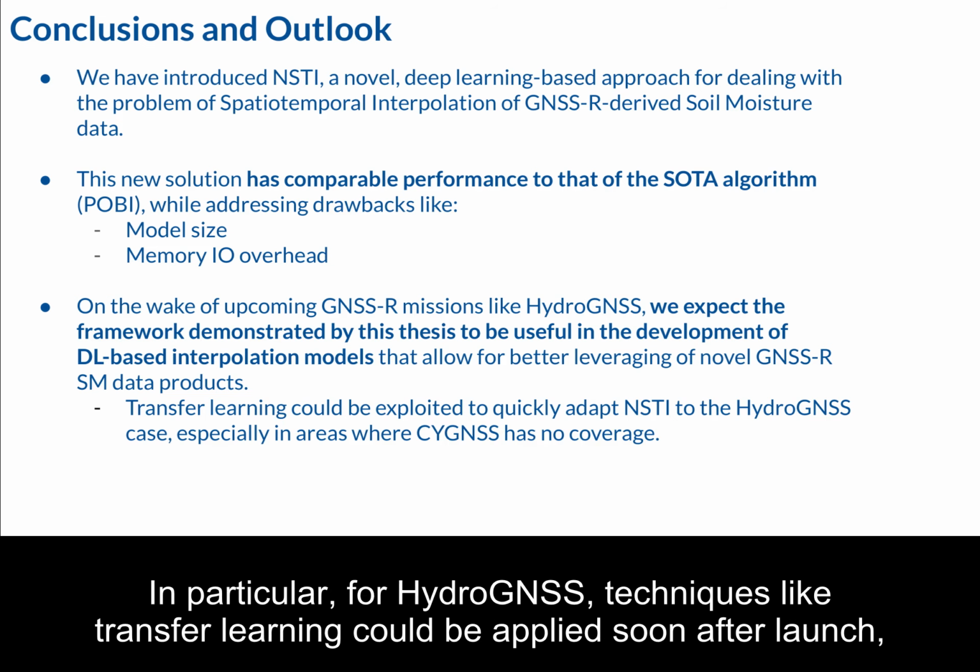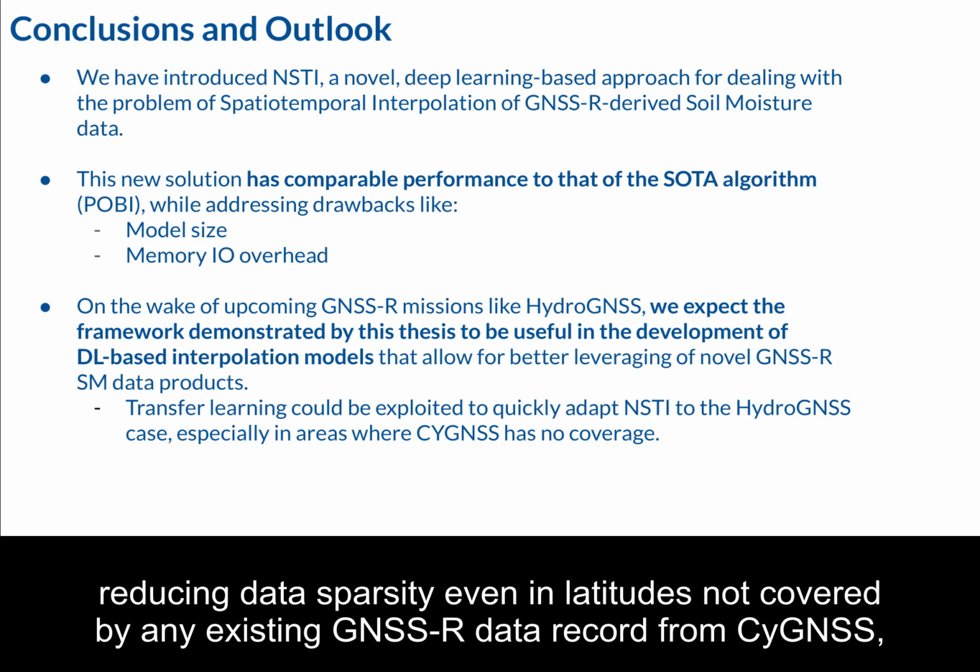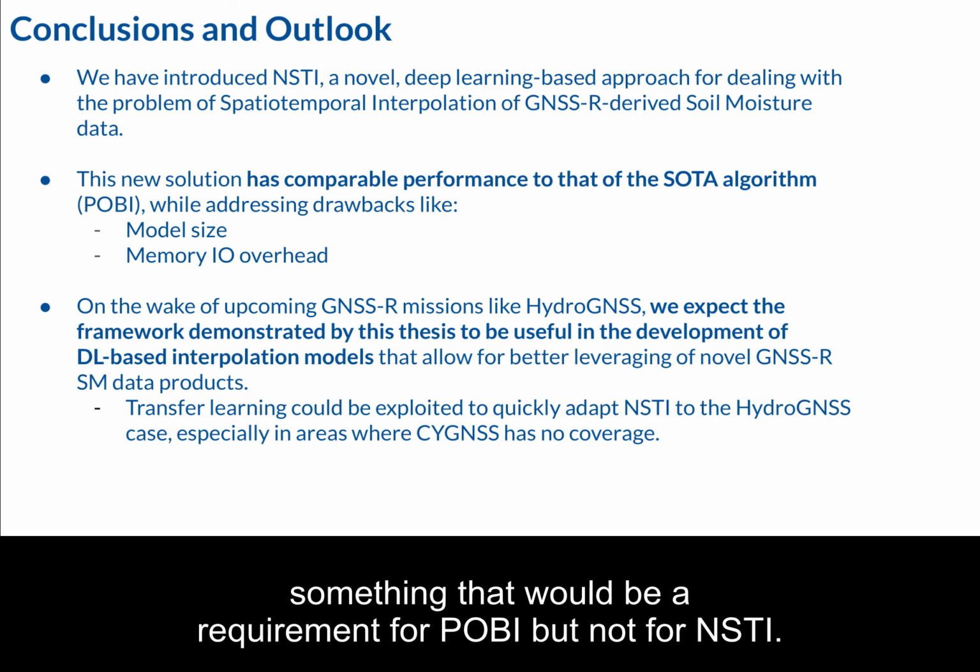In particular, for GNSS, techniques like transfer learning could be applied soon after launch, reducing data sparsity even in latitudes not covered by any existing GNSS-R data record from Cygnus, something that would be a requirement for POBI but not for NSTI.